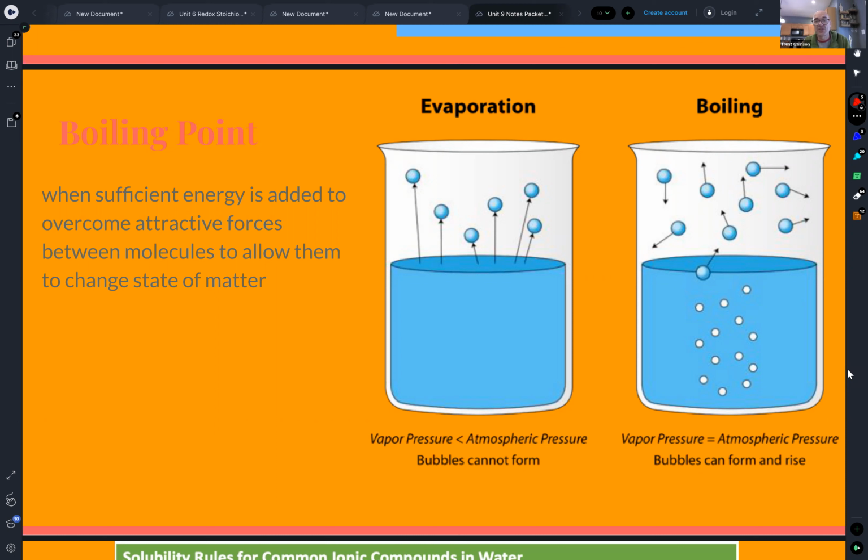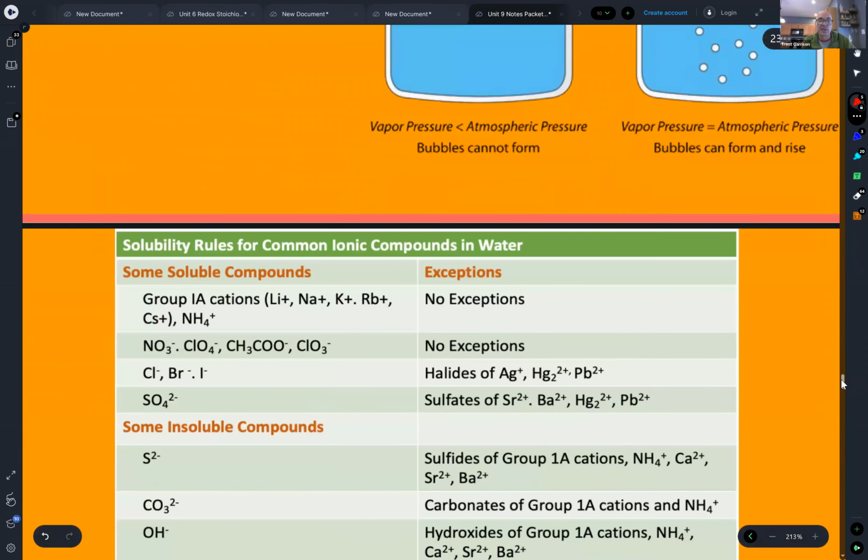That's the very definition of boiling. Boiling is whenever you convert a liquid into a gas. So if you have high attractive forces, you have high boiling points. It takes more energy to rip them apart. You have to overcome the attractive forces that are in between the molecules.